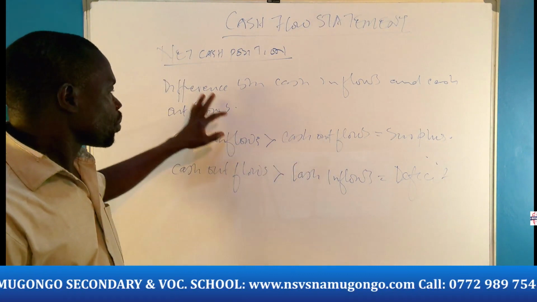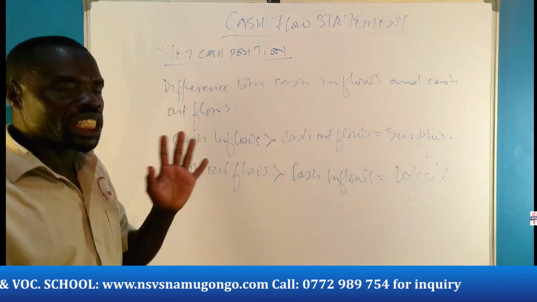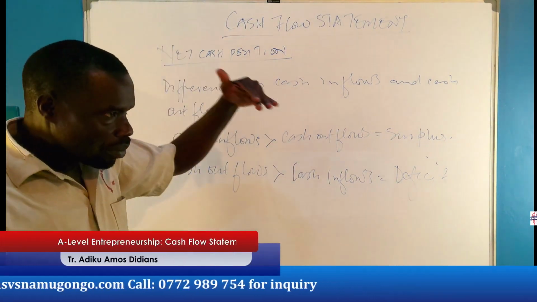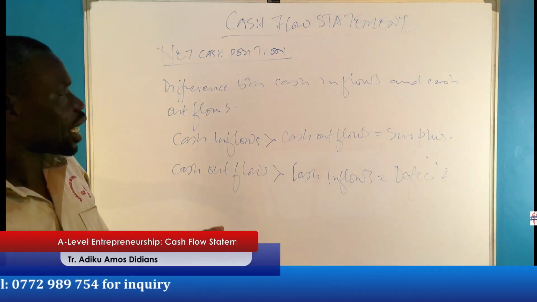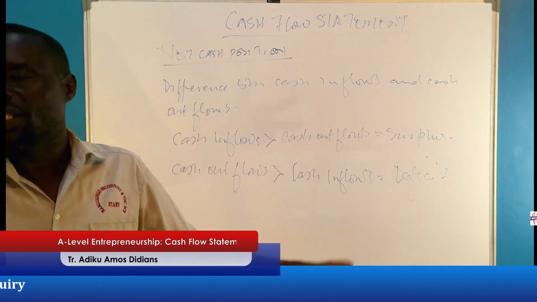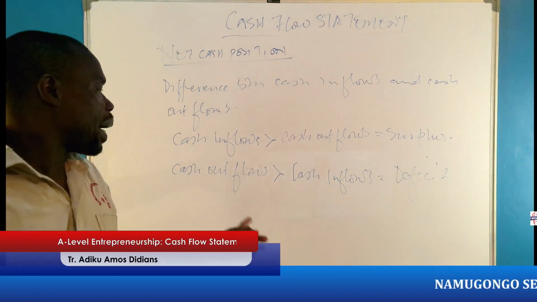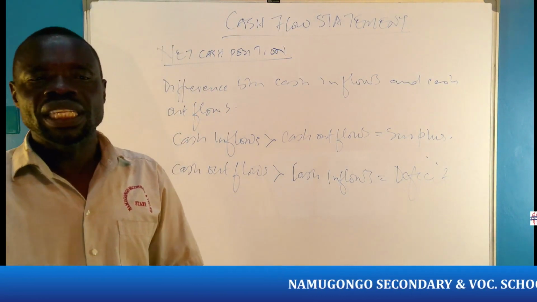So from here, I want people to understand this clearly. Net cash position is the difference between cash inflows and cash outflows. If the cash inflows are more than cash outflows, the entrepreneur is happy, is enjoying surplus, there is much money in the business, you can run the business when you are happy, you can even handle every situation at ease.